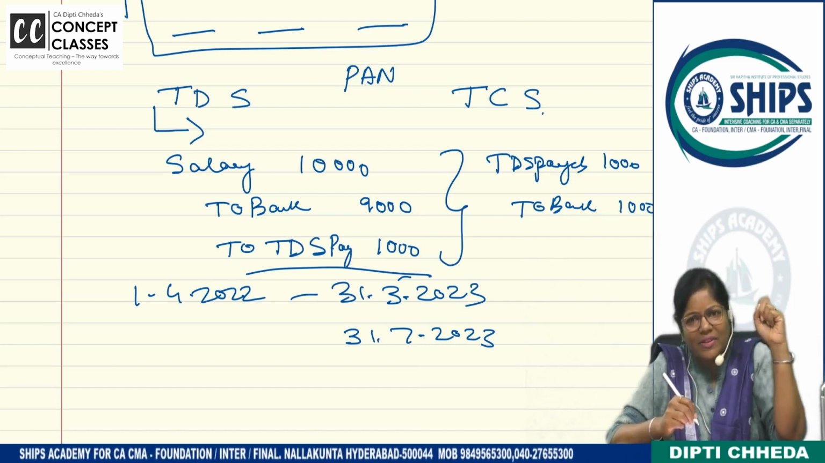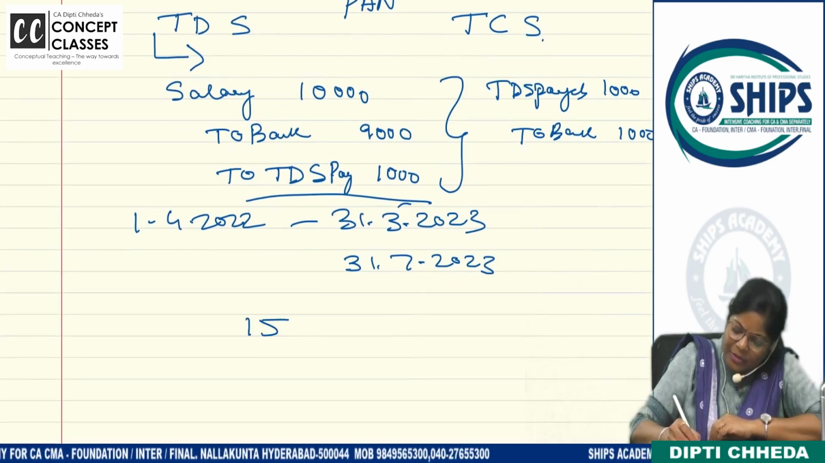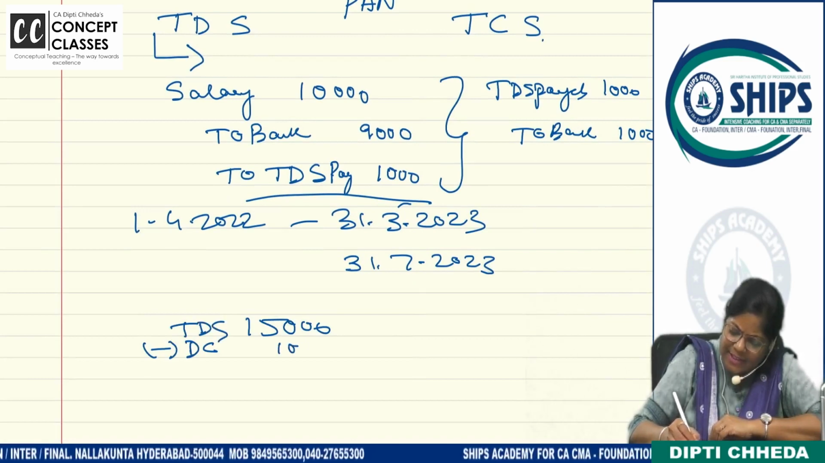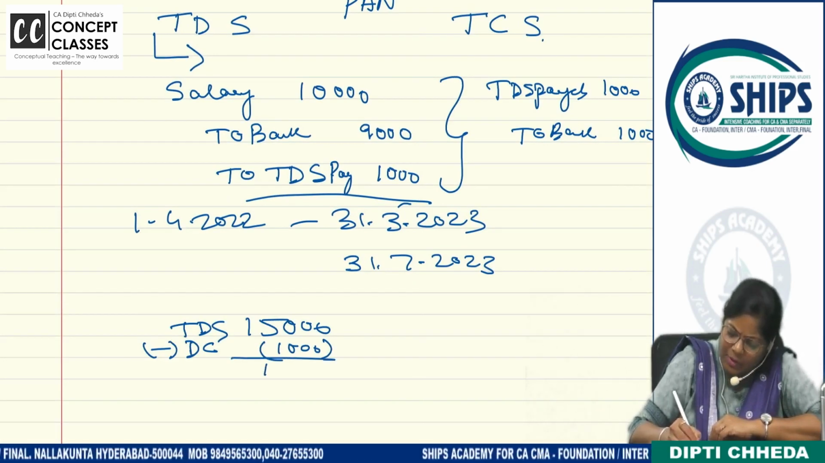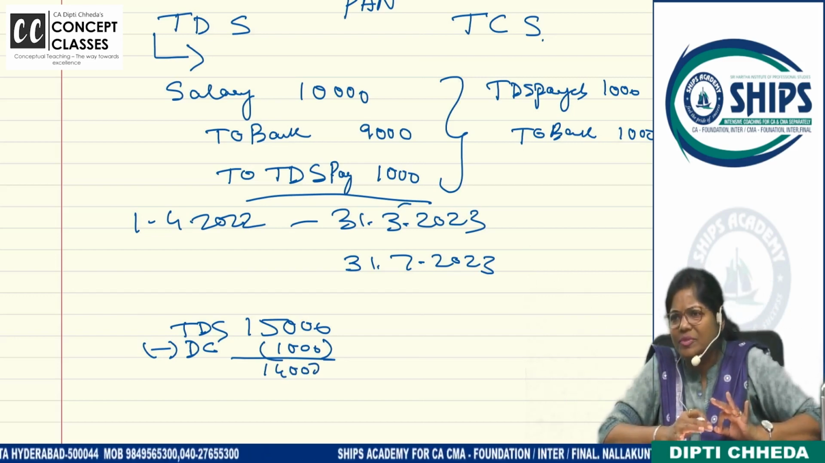Followed or not? When you file your return, say your tax is coming to 15,000. You can say already Dipti ma'am has deducted TDS 1,000. Already मेरा जमा हो चुका है. Now I should pay only 14,000. Is this clear to all of you?